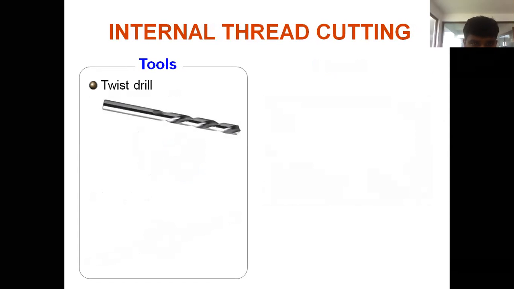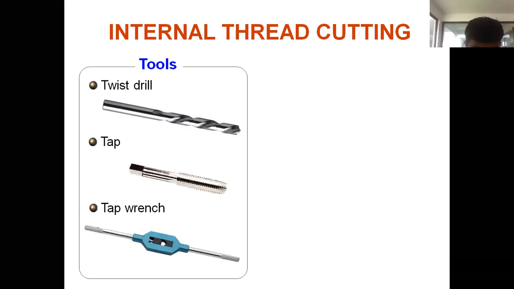Internal threading: how is it done with the help of a twist drill, tap and wrench? Tapping tools are used to create the internal threads, for example in nuts. Nuts are made with the help of tapping tools.